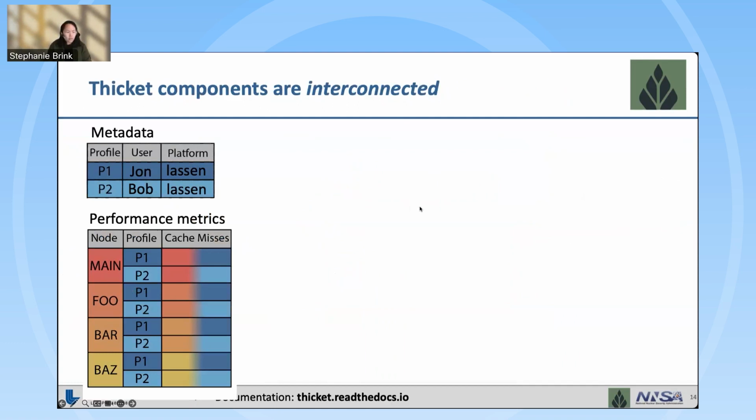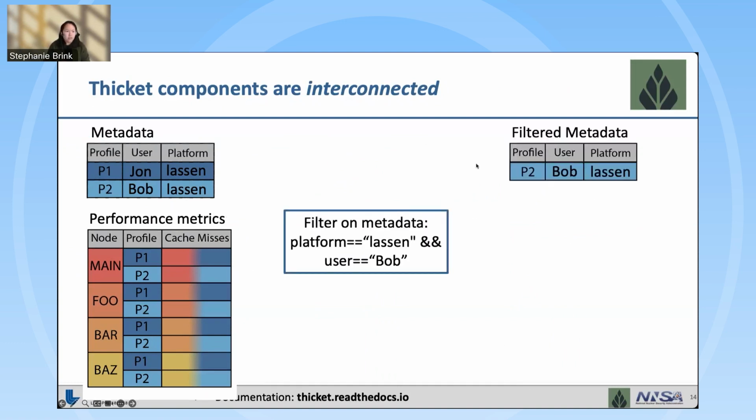So the Thicket components are interconnected. And so what we mean by this is if you affect or filter or remove rows from the metadata or the performance metrics, the associated elements within that Thicket object will also be updated. So as an example, what you can do in Thicket is, let's say that you have metadata from several different runs that you've loaded into Thicket because it's all in the same directory. And for your particular analysis, you're only interested in the metadata or the profiles that are associated with a particular platform and that were run by a particular user.